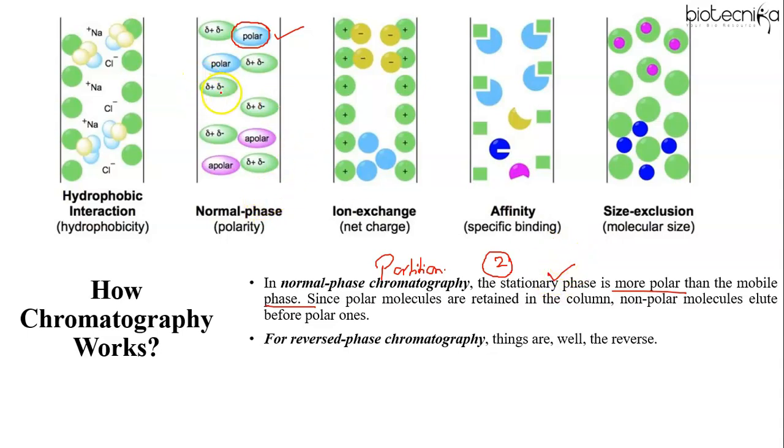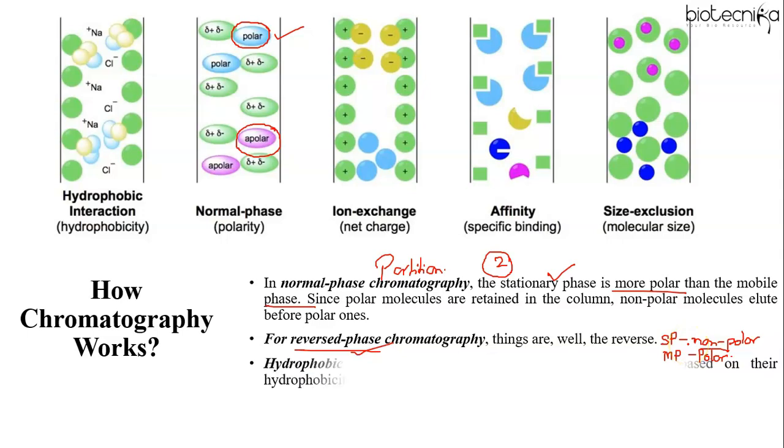On the other hand, as the mobile phase is non-polar, the non-polar molecules will be in the mobile phase and will be eluted first. Reverse phase chromatography is the reverse of normal phase chromatography, as the stationary phase is non-polar and the mobile phase is relatively polar. Hence the name reverse phase. And as a non-polar stationary phase is used, it retains non-polar compounds, leaving the polar molecules to elute first.